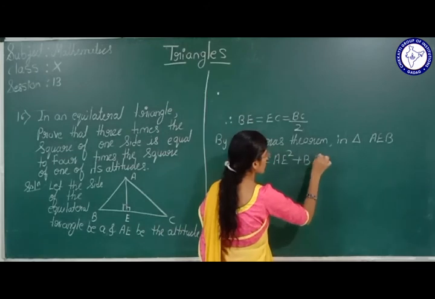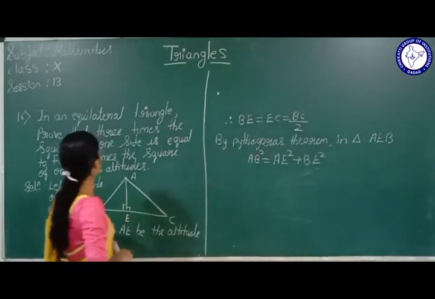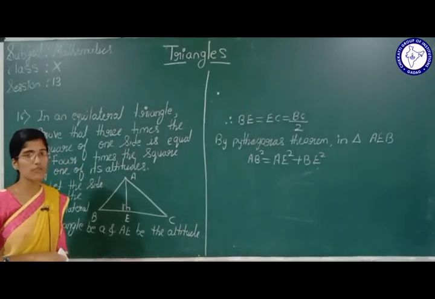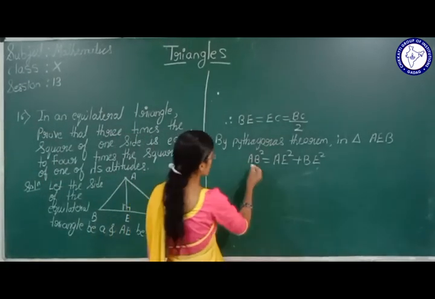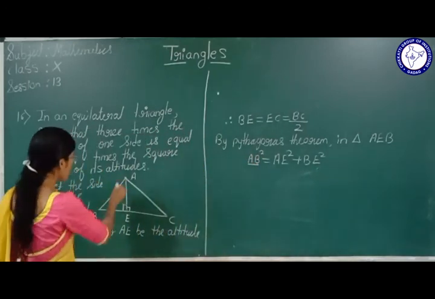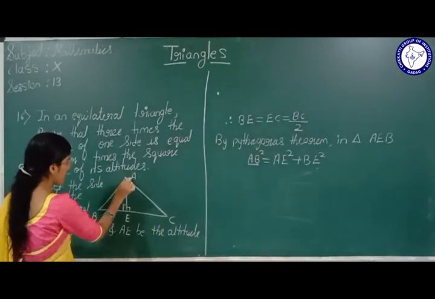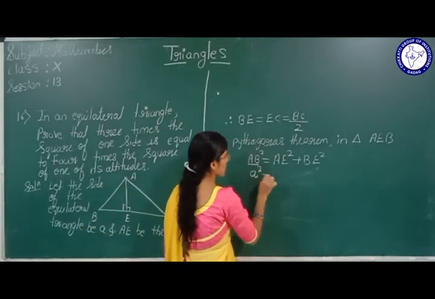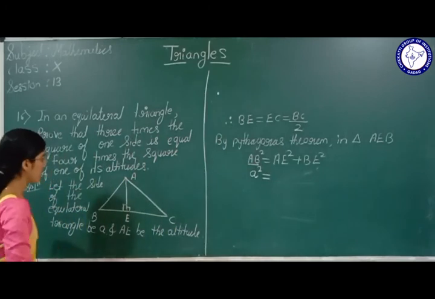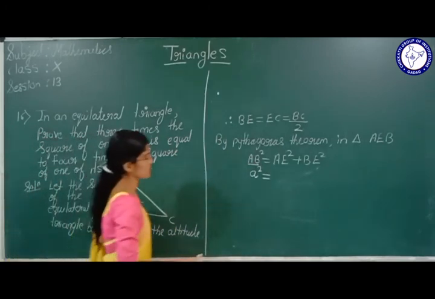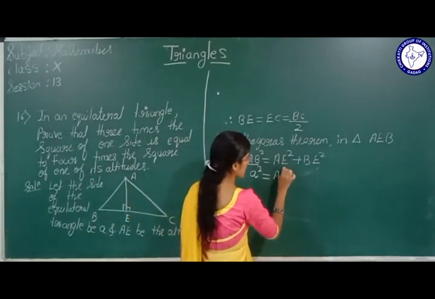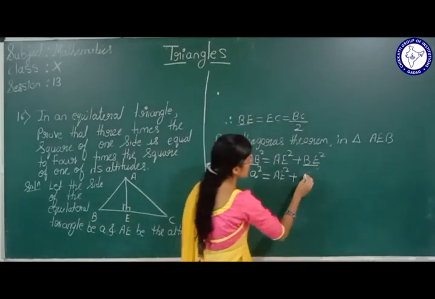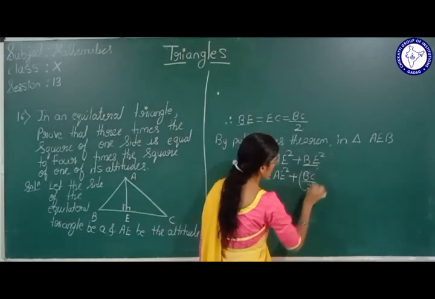What are we proving here? We are proving here 3 times the square of one side is equal to 4 times the square of one of its altitude. Yes or no? Let's see, what is AB? AB is nothing but a side of triangle ABC. What is the side of AB? A square. What is AE? AE is nothing but the altitude. We'll keep AE as it is. Plus, what is BE square? BE square can be written as BC by 2 the whole square.